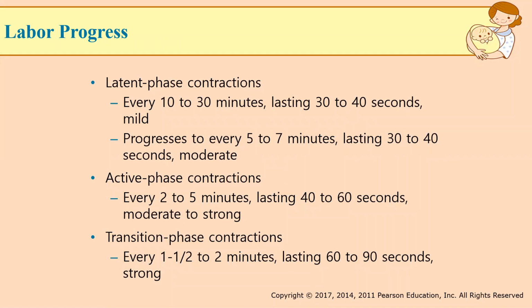The latent phase of labor, contractions are about every 10 to 30 minutes, lasting about 30 to 40 seconds, and are usually mild. This progresses to contractions every 5 to 7 minutes, lasting 30 to 40 seconds, and become more moderate to palpation. The active phase of labor, contractions are about 2 to 5 minutes apart, lasting 40 to 60 seconds. They are usually moderate to strong contractions. Transition phase, every 1.5 to 2 minutes. The contractions are lasting from 60 to 90 seconds and usually palpate strong or register strong with an internal monitor.